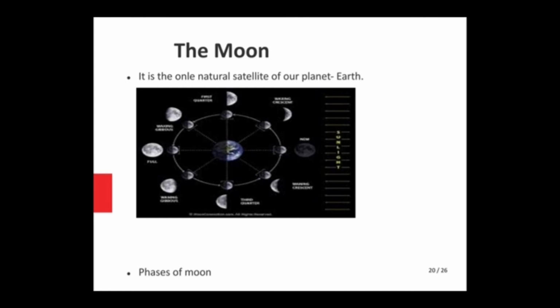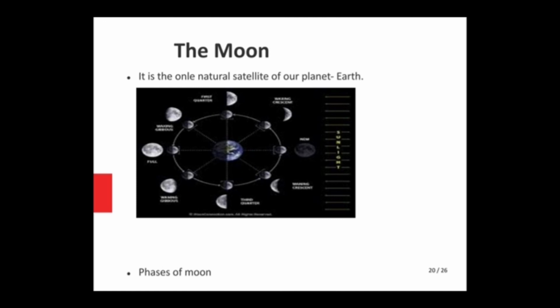And the visible shape of the moon that reflects sunlight changes from night to night. So, when the moon travels from the new moon to the full moon phase, the visible portion increases and this is called waxing of the moon. And when the moon journeys from full moon to the new moon phase, the visible portion decreases and the moon is said to be waning. So these are the two terms, waxing and waning.